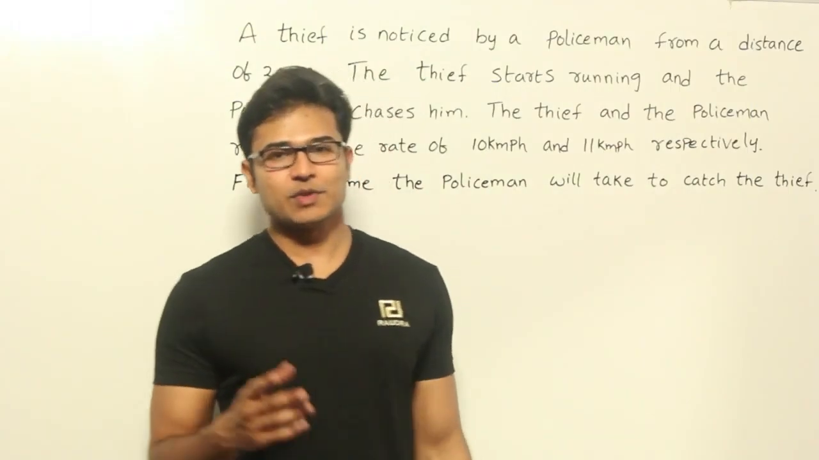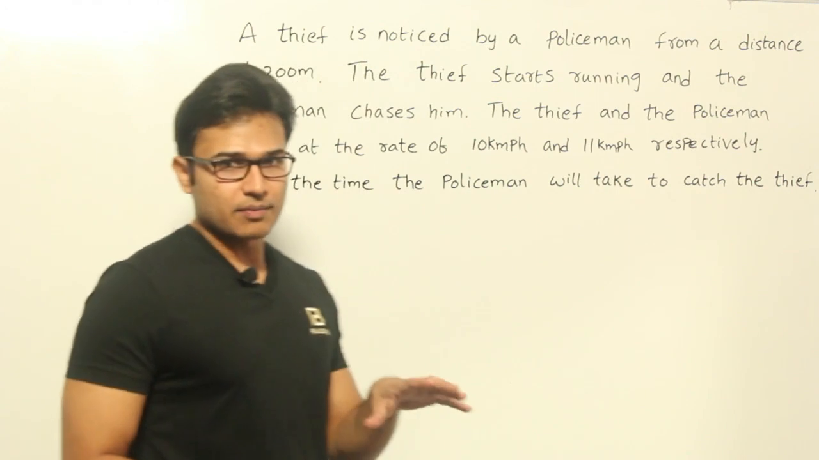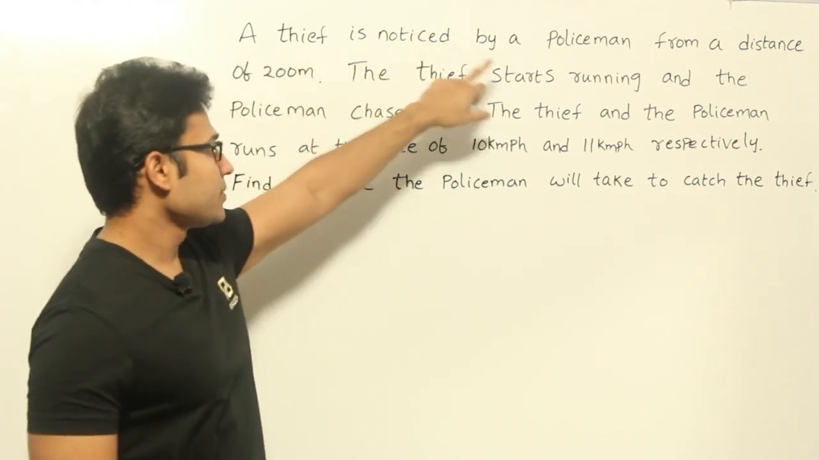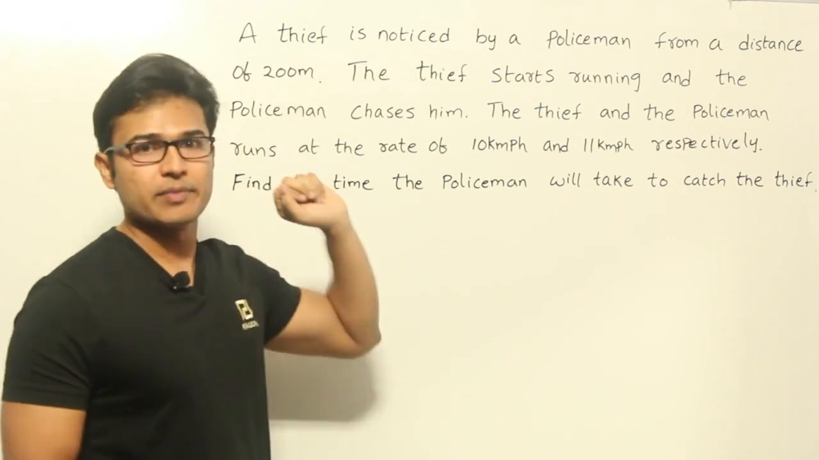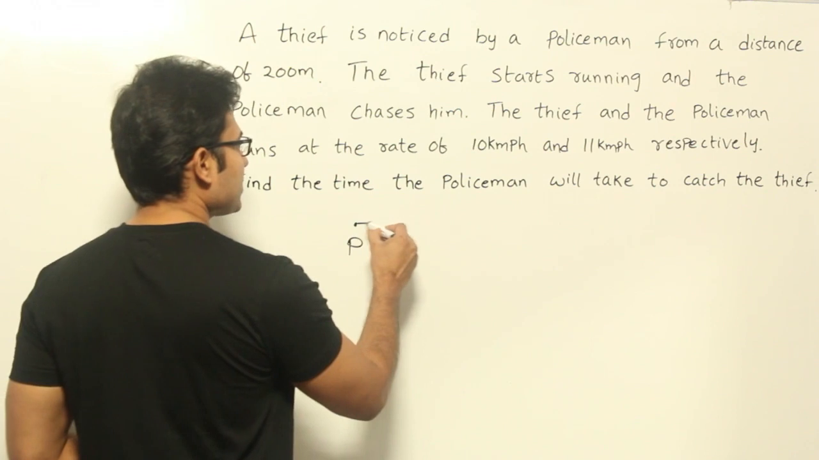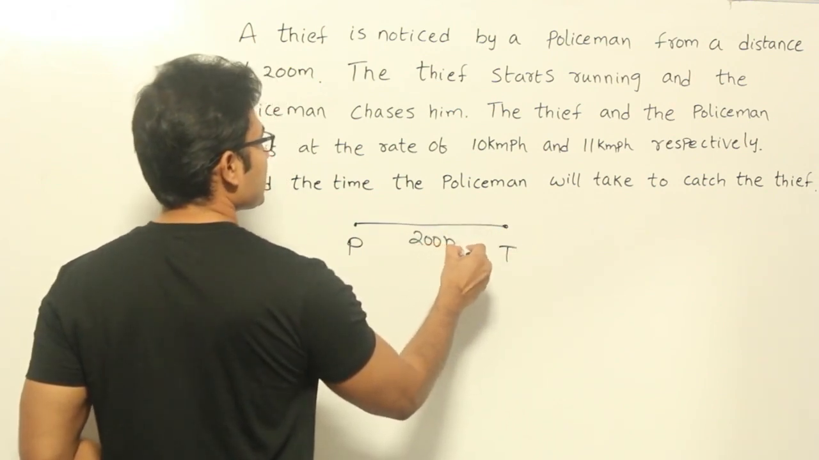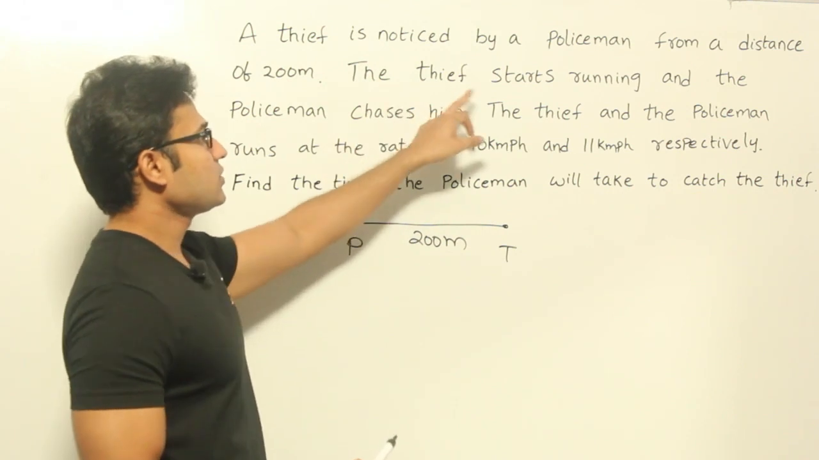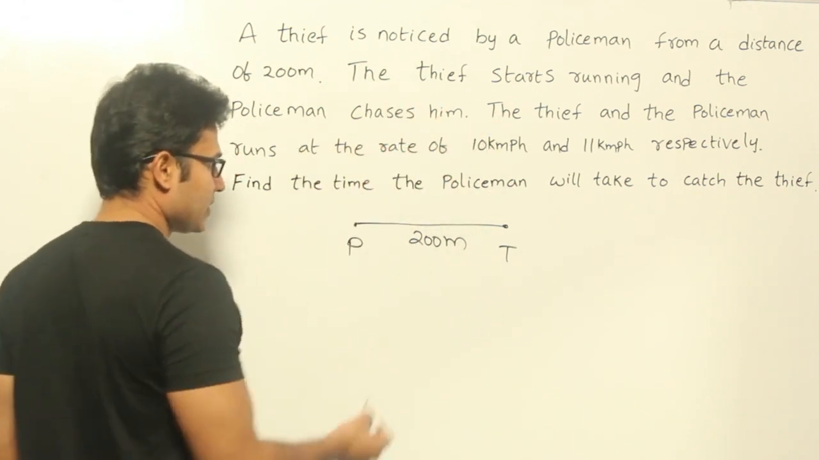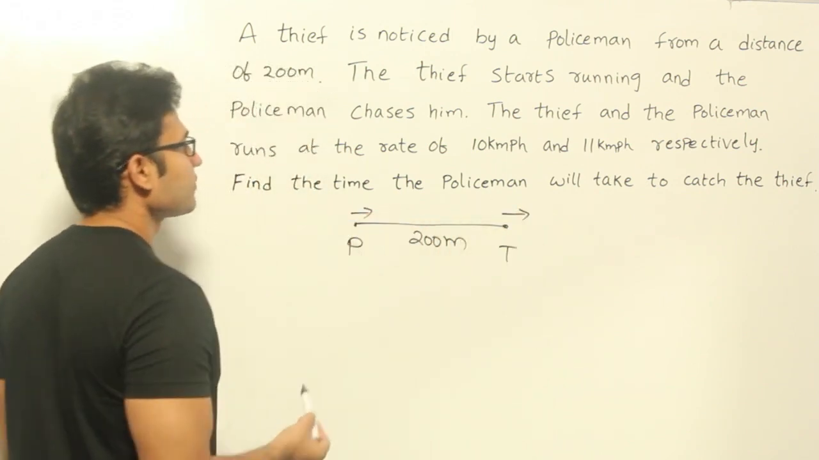Now let's see the same example that we have seen in the previous video, but the question is a bit changing here. See, the entire data is same. A thief is noticed by a policeman from a distance of 200 meters, which means policeman is here, and let's say thief is initially at a distance of 200 meters, right? The thief starts running and the policeman chases him. So at this distance, the thief will start running and the policeman will start chasing him, right?